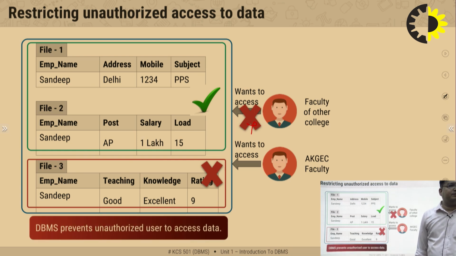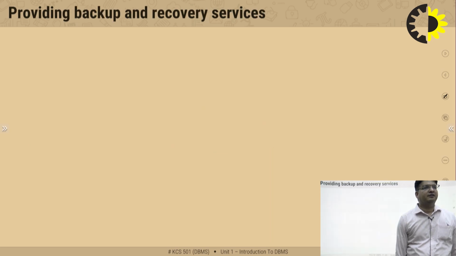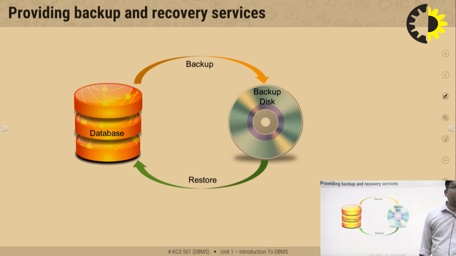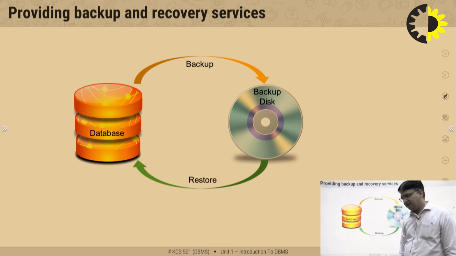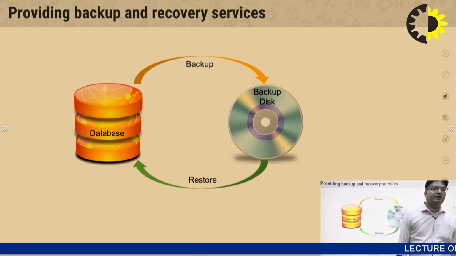So DBMS prevents unauthorized users from accessing the data. Now next is providing backup and recovery. See, backup is a very important thing. The failure in a system can occur at any moment of time. The transaction can also fail at any moment of time.